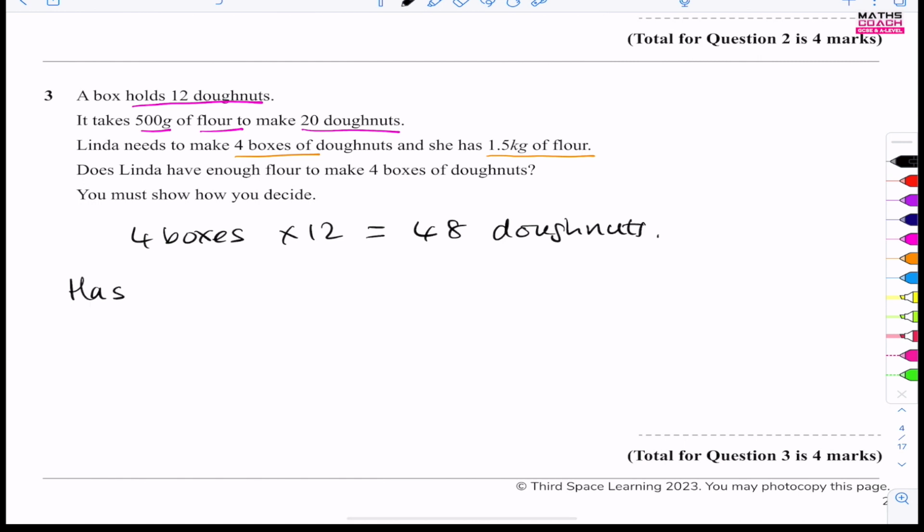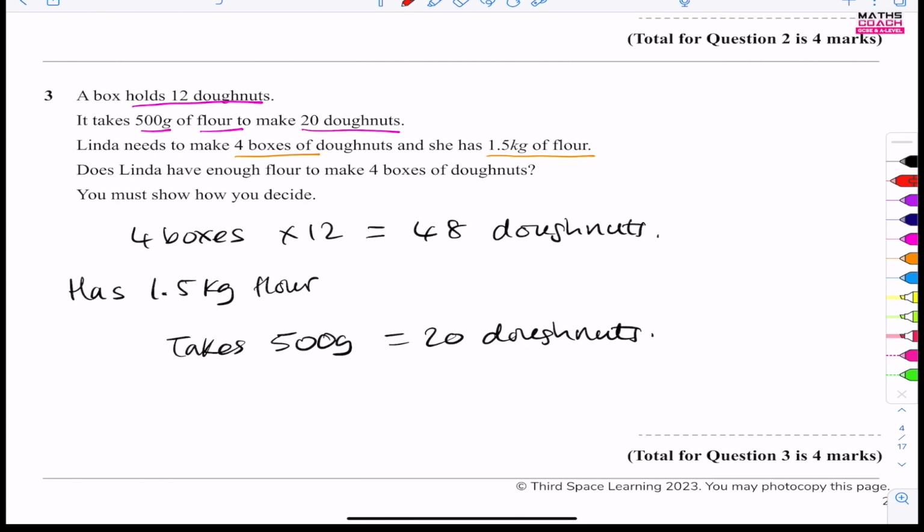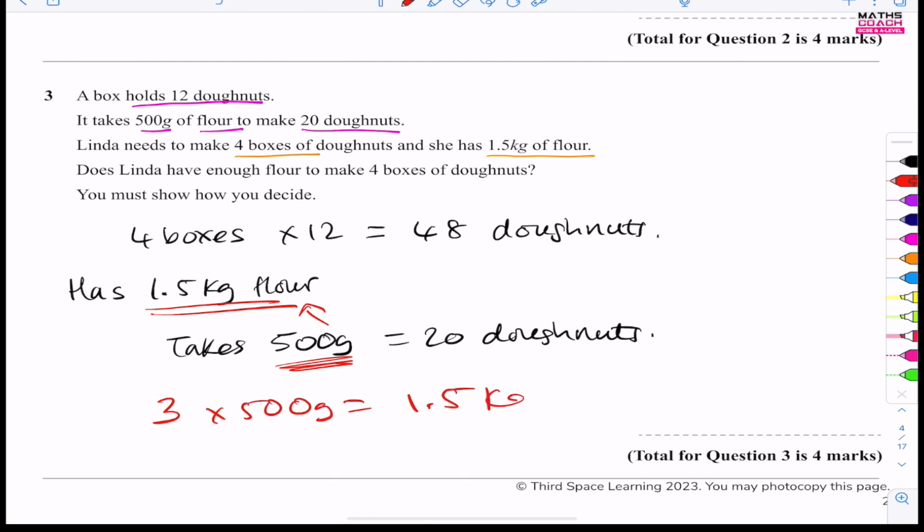Now, she only has 1.5 kilograms of flour. We want to know whether she has enough flour to make these 4 boxes of donuts. So it takes 500 grams of flour to make 20 donuts. Now we want to make 48 donuts, but we've got this amount of flour. Why don't we find out how many donuts you can make with 1.5 kilograms of flour? So how many 500 grams go into 1.5 kilograms? 3. Okay, so 3 times 500 grams gives us 1.5 kilograms.